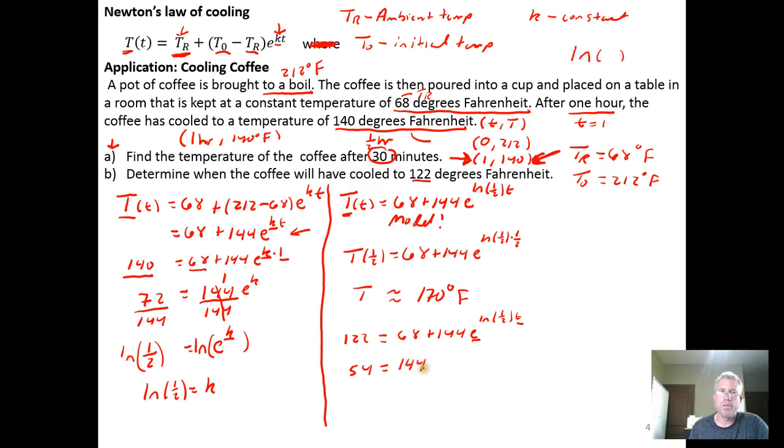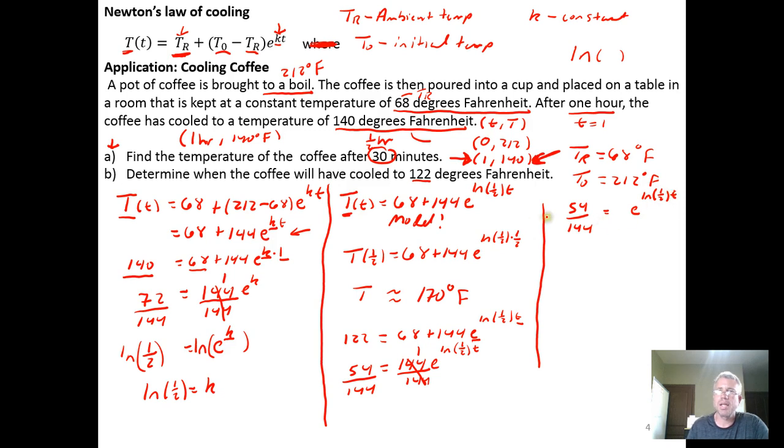And this is going to leave 144 e to the natural log of 1/2 times time. And then we'll divide both sides by the 144. We could also just have found the inverse function for the model and plugged it directly into the inverse function. And that's going to be a 1. Not going to worry about simplifying the fraction because this mess is going to be going into a calculator anyway, so we'll leave it 54 over 144 equals e to the natural log of 1/2 times time.